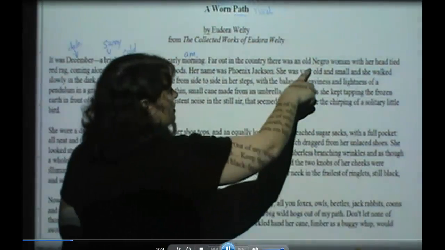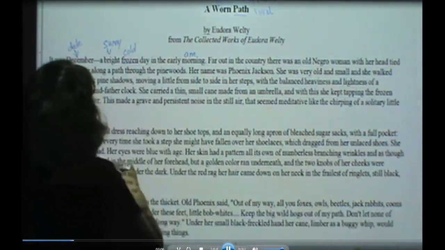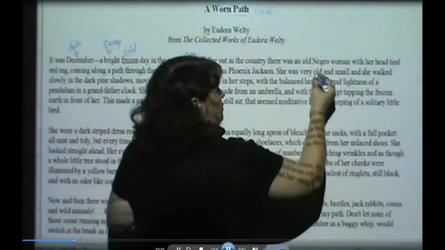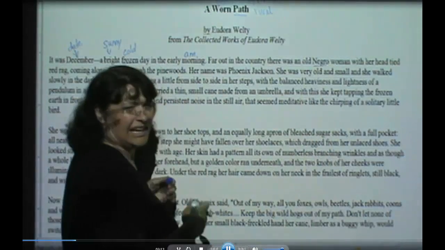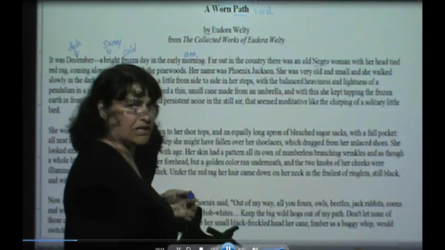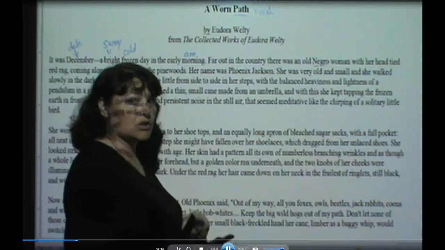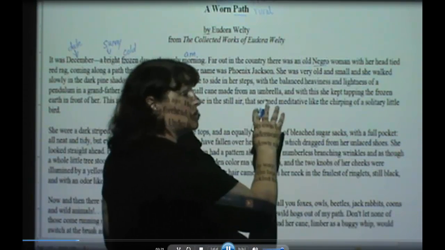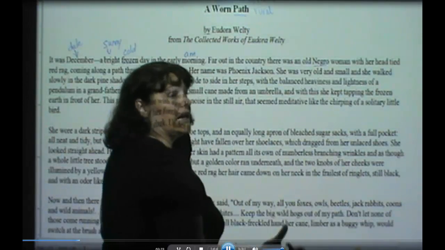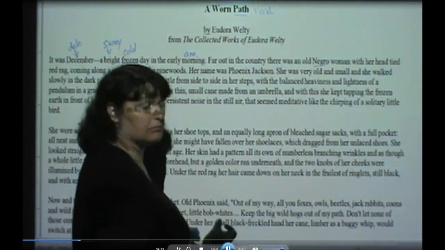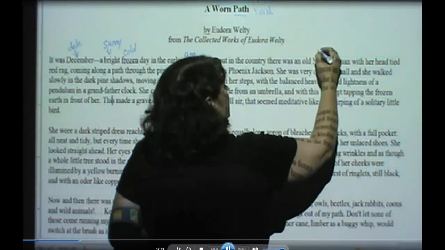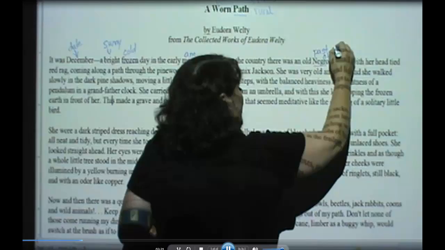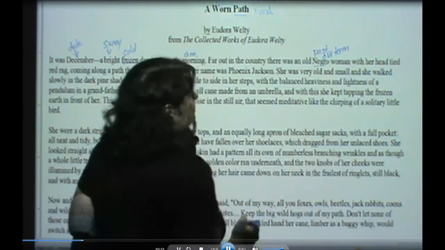"Far out in the country, there was an old Negro woman with her head tied in a red rag." We'll stop there. One of the first things that strikes me is the use of the word Negro. It's not a term that we commonly use anymore. In fact, it's become a term in our common language that would be considered almost offensive. So this tells me that the story is set in a time much earlier than modern day. So I'm going to put past and then old term.